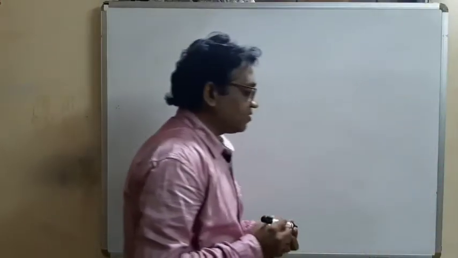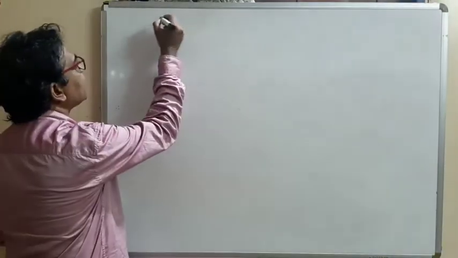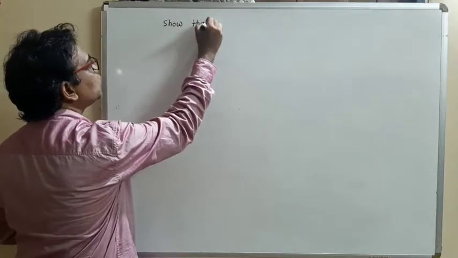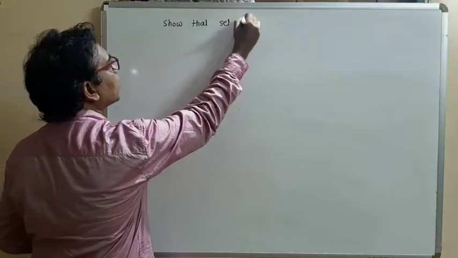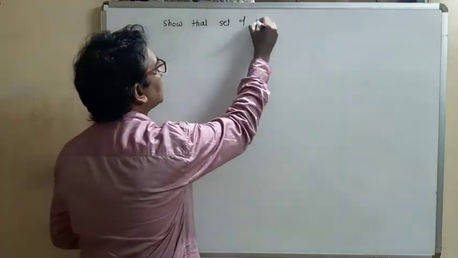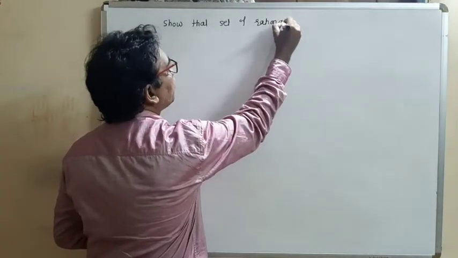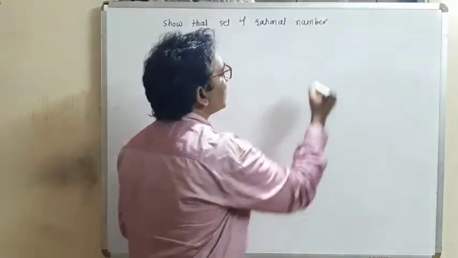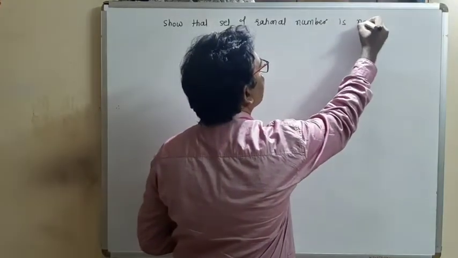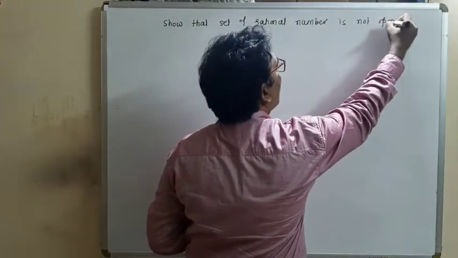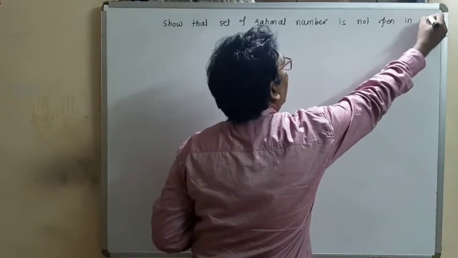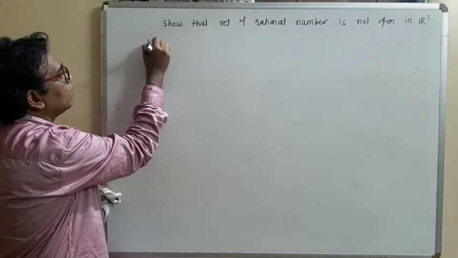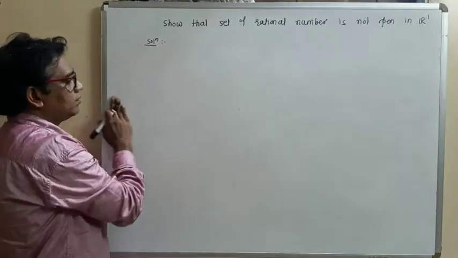Now let us take the second example. Write down example number 2. Show that the set of rational numbers is not open in R1. So this is the solution.